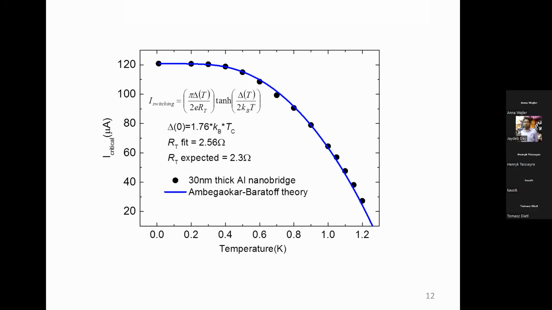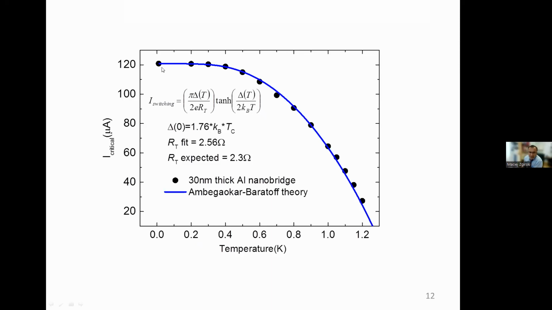But it turns out that for the diffusive bridge, which consists of not so highly transmitting channels, but with average transmission, say at the level of 0.6, 0.7, if you plug in the numbers, the dependence is actually very, very close to the one expected for the tunnel junction.